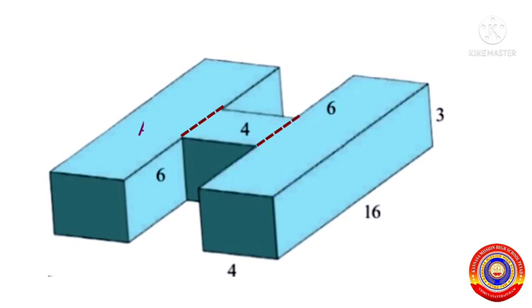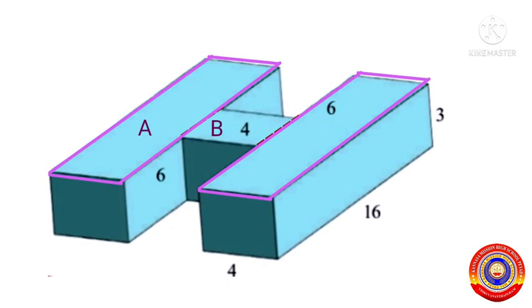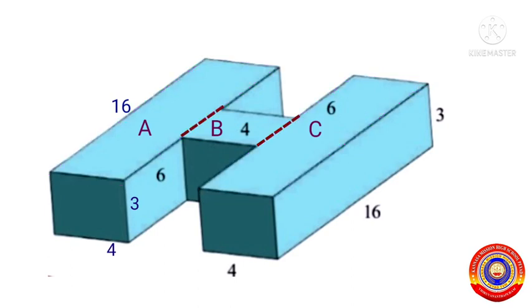The rectangular blocks A and C have the same length, breadth and height. It is given in block C that the length is 16 centimeters, breadth is 4 centimeters and height is 3 centimeters. Then in block A also, the length is 16 centimeters, breadth is 4 centimeters and height is 3 centimeters. Next, we have to find the length, breadth and height of block B. Here, the length is given as 4 centimeters. This part is 6 centimeters, and the part corresponding to block A is also 6 centimeters.